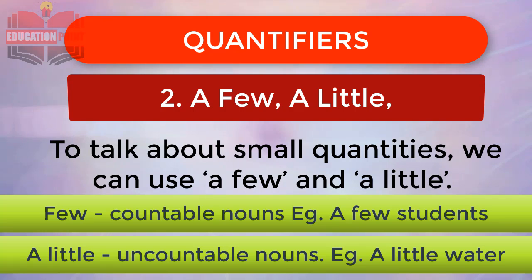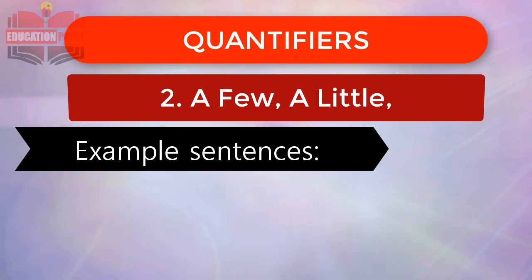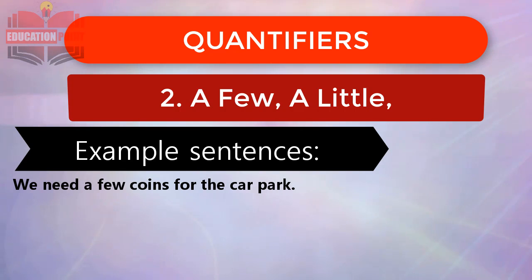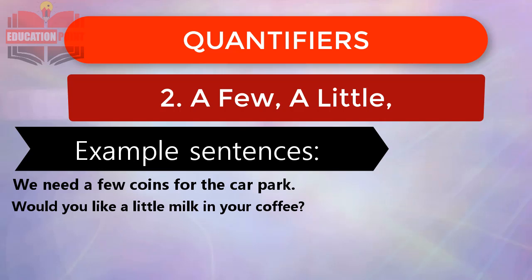Little basically means an uncountable noun which you cannot count, like a little water, little salt, little sugar, right? Let's see some examples. We need a few coins for the car park. Few coins for the car park. So here you can actually count the coins, right? So few coins. Would you like a little milk in your coffee? A little milk in your coffee, which is not countable.